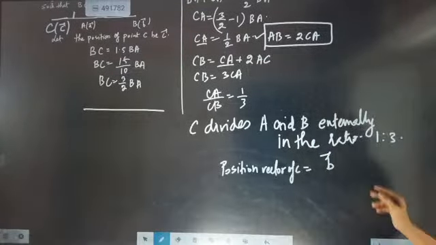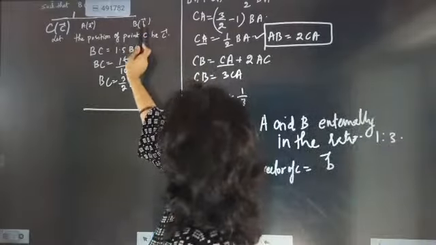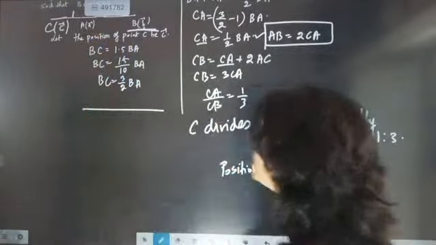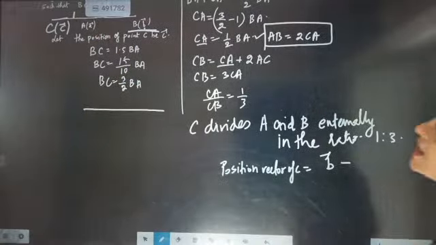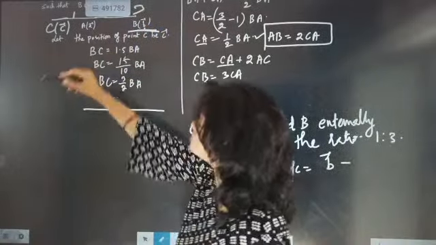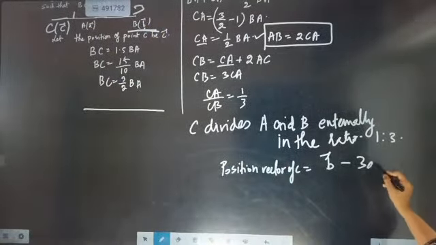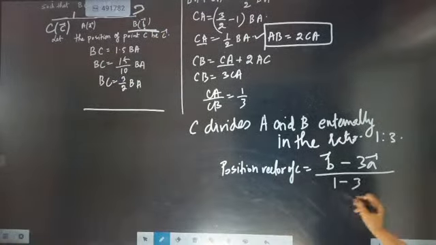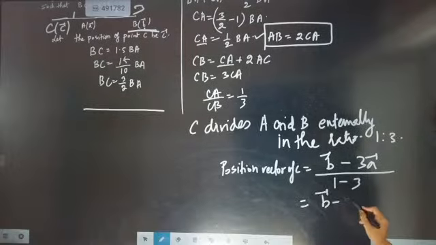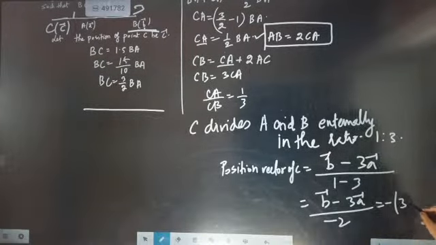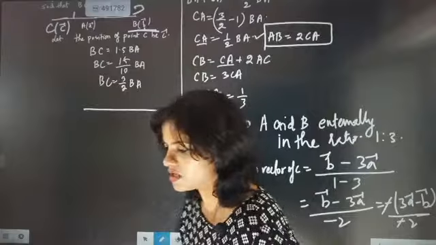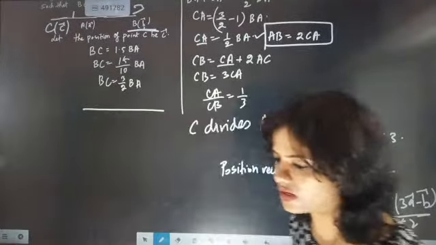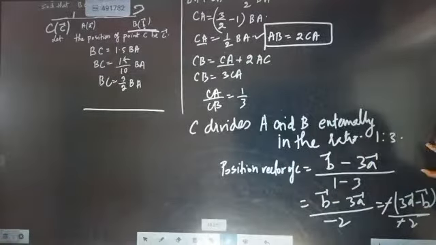So position vector of C will be B multiplied by 1, minus A multiplied with 3, because the 3 part is there, and then 1 minus 3. So it is coming as B vector minus 3A vector by minus 2. So it is coming as 3A vector minus B vector by 2. I hope you might have understood this point.